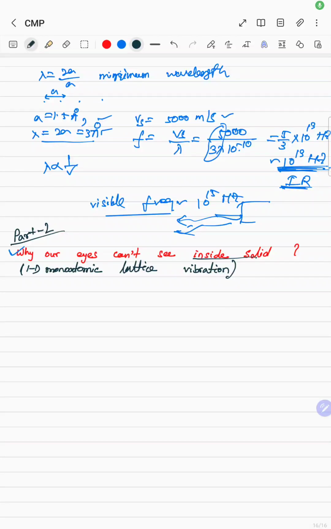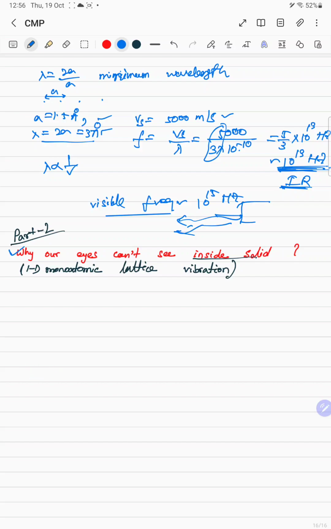This is part 2, why we can't see inside the solid. In part 1 there was a lot of mathematics and we explained it in terms of mathematics, but here I'll explain it in a totally physical way. So we will use physics only. I'll keep it very brief, I'll not go into much detail.